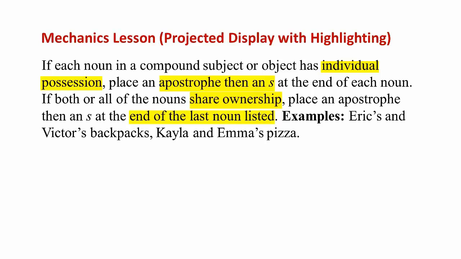Now read and explain the examples of this mechanics rule. Examples: Eric's and Victor's backpacks, Kayla and Emma's pizza. Both Eric and Victor have their own backpacks, so an apostrophe S is needed for each individual possessive. Kayla and Emma share ownership of the pizza, so the apostrophe S is placed at the end of the last noun listed.